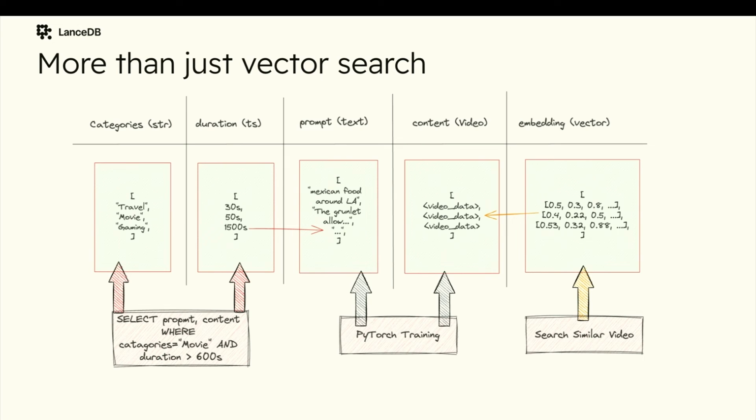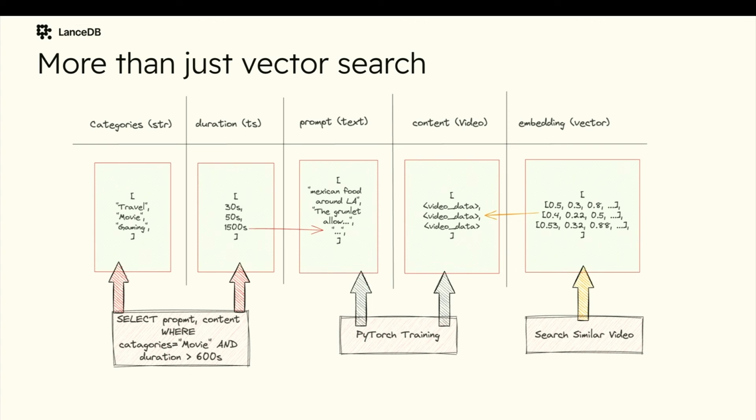So LanceDB gives you that capability in a very simple, single source of truth. With the same table, you can store strings, categorical data, time series data, and then your actual content, maybe it's a video, and then the embeddings that are generated from those videos, for example, so that you can do things like, this doesn't seem like it's working.